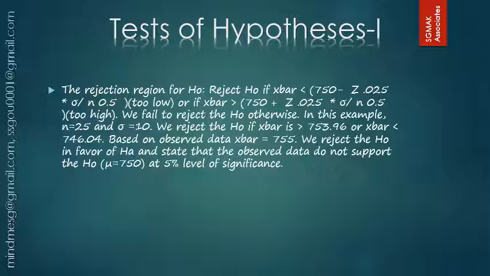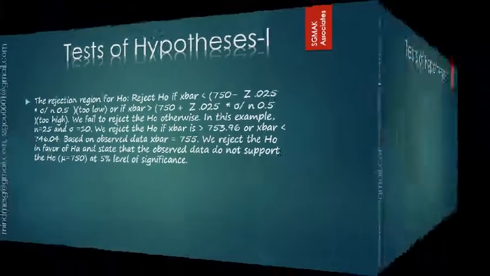Now we got a random sample of 25 and it gives us an average value of 755. So we use the decision rule, and in this case, we will be rejecting the null hypothesis in favor of the alternate hypothesis because the observed sample average falls in the rejection region of the null hypothesis. Or we say that the observed data do not support the null hypothesis that mu is 750 at 5% level of significance.